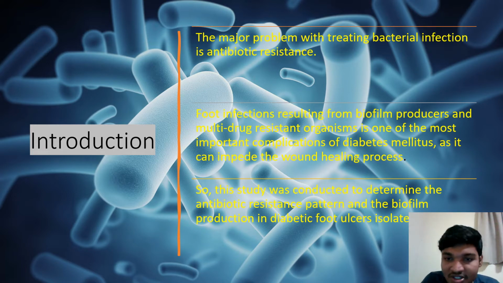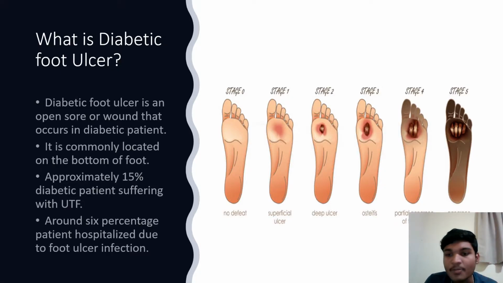So all that can have an effect here. This study was conducted to determine the antibiotic resistance pattern of biofilm in diabetic foot ulcer isolated from patients. So it is very important to study what diabetic foot ulcer is. Diabetic foot ulcer is a kind of wound on the foot that occurs especially in diabetic patients. Here it is very clearly visible in the image what happens in every stage of diabetic foot ulcer.